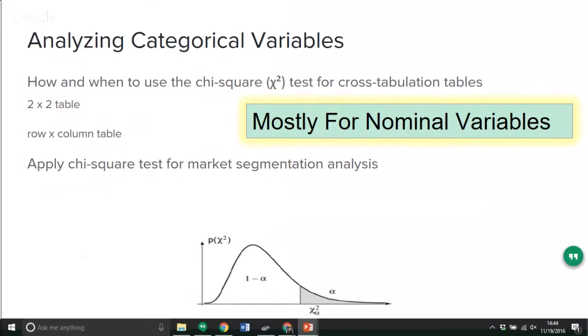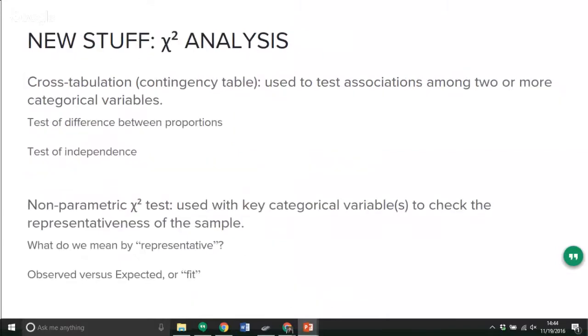So we're using categorical variables, mostly nominal variables, although there's limited reason why we couldn't also use it for ordinal variables as well. Okay? So one of the things we can use it for is to test associations among two or more categorical variables. What we're doing is testing the difference between the proportions of our sample data and our hypothesized data. And we do that using this test of independence, or chi-square.